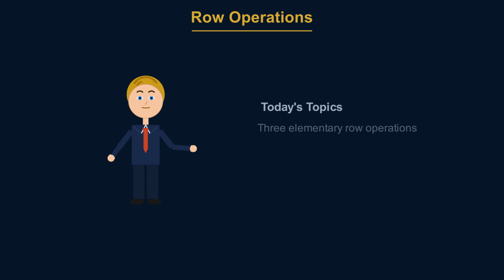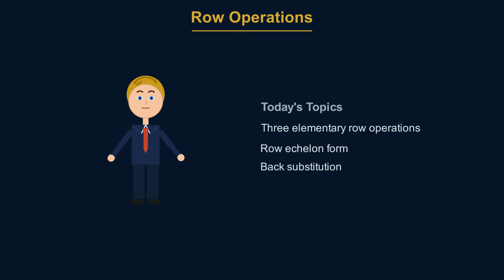Today we're covering row operations and row echelon form. These are the basic moves that we're going to use to take an augmented matrix and manipulate it into a form where the solution to a linear system of equations can be read right off the page.